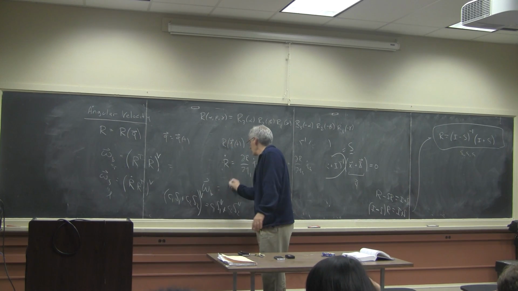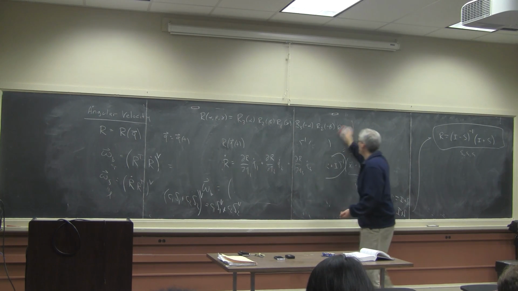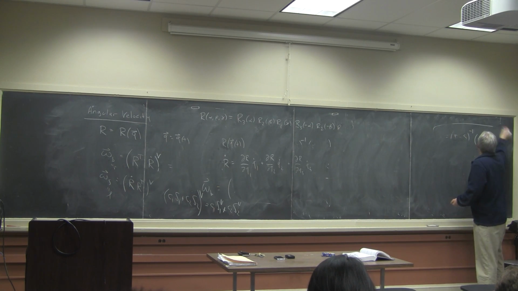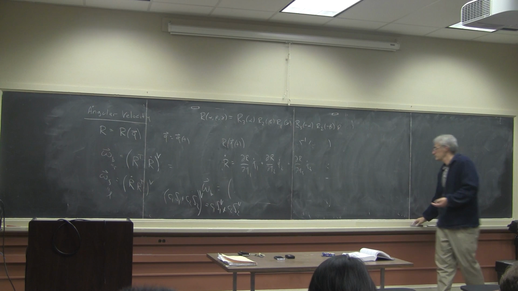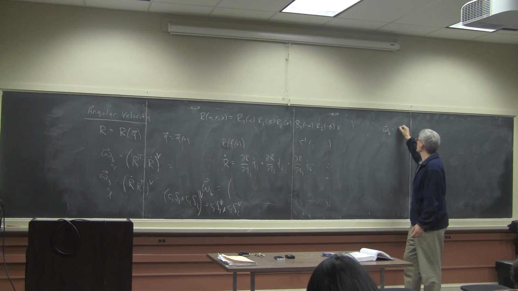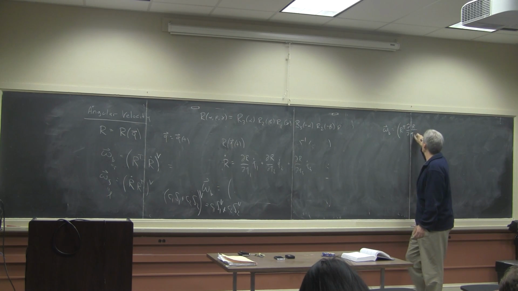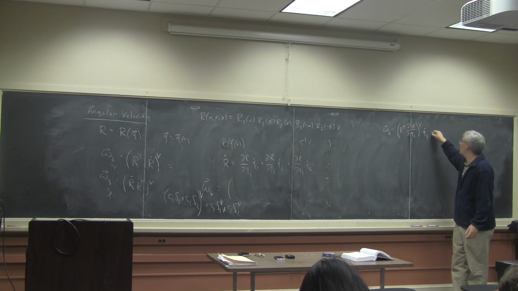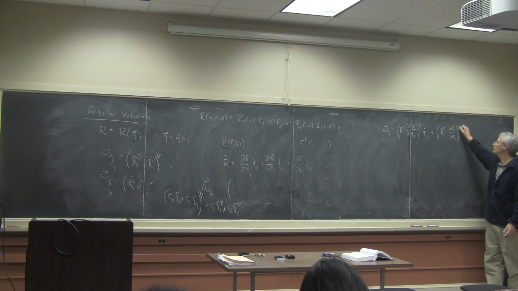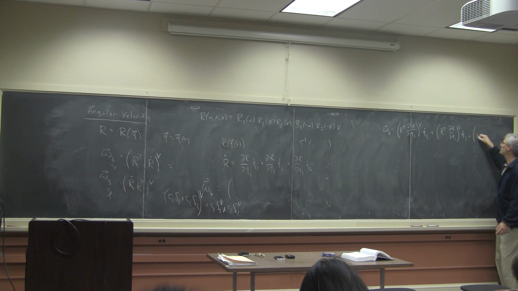I'll write it over here. Omega b is equal to R transpose partial R partial Q1 V times Q1 dot plus R transpose partial R partial Q2 V times Q2 dot plus R transpose partial R partial Q3 V times Q3 dot.